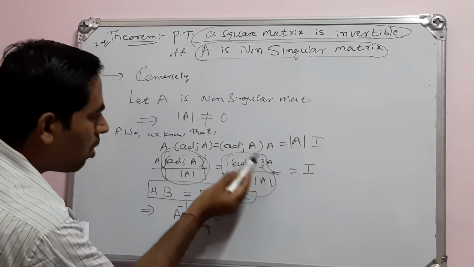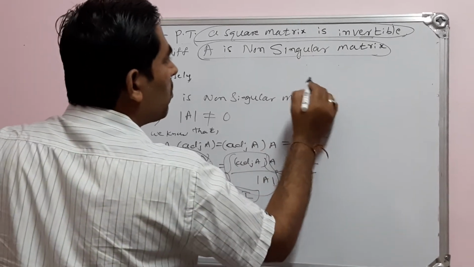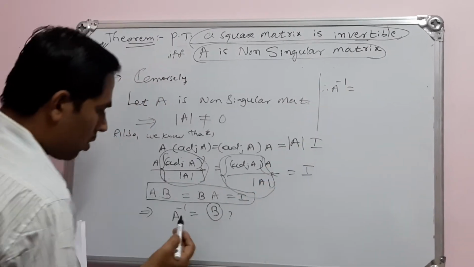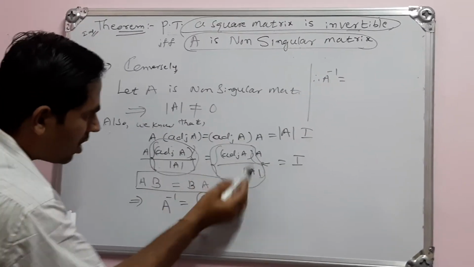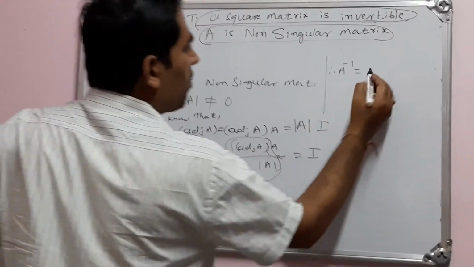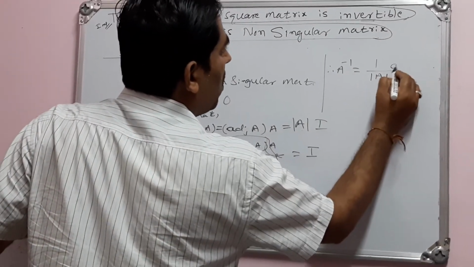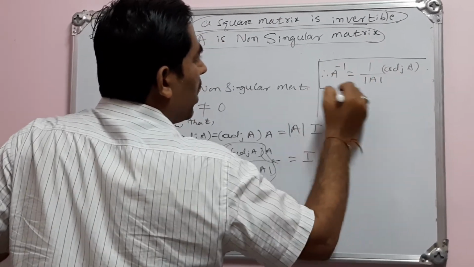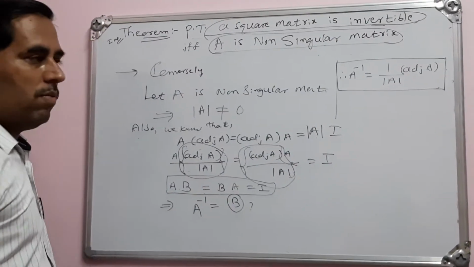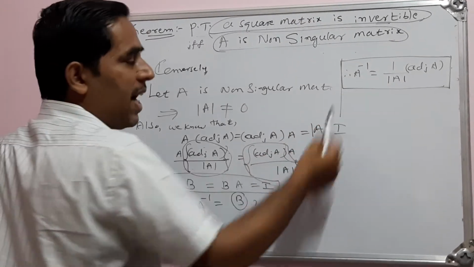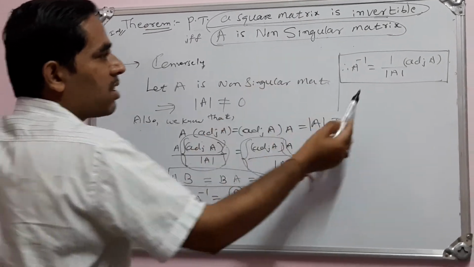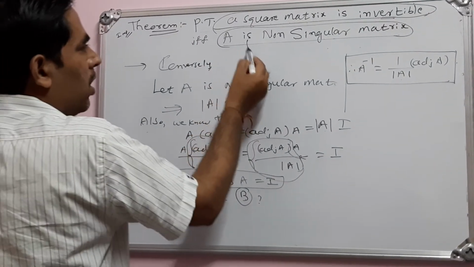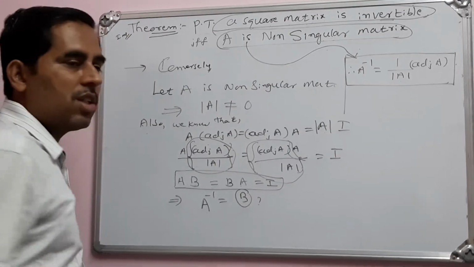So what is this B? The B is this. Therefore, A inverse is equal to B, and B is adjoint A divided by determinant of A. The inverse of a square matrix is equal to 1 by determinant of A into adjoint of A. So we have to remember this result. This is very important.